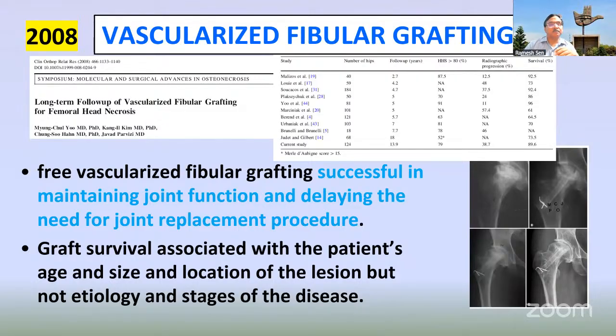Then there is a procedure which has been called the gold standard procedure, that is the vascularized fibular grafting. There's enough literature that this is effective, but we all know it is a major surgery. 6 to 7 hours are taken.